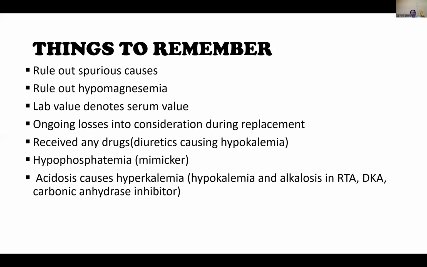Suppose a child has a flaccid paralysis, and you're just thinking the child is having hypokalemia, but suppose the potassium is normal and the phosphate is low. So this is a mimicker we should keep in mind. Acidosis causes hyperkalemia, while hypokalemia and alkalosis occur in RTA, DKA, or carbonic anhydrase inhibitor intake.